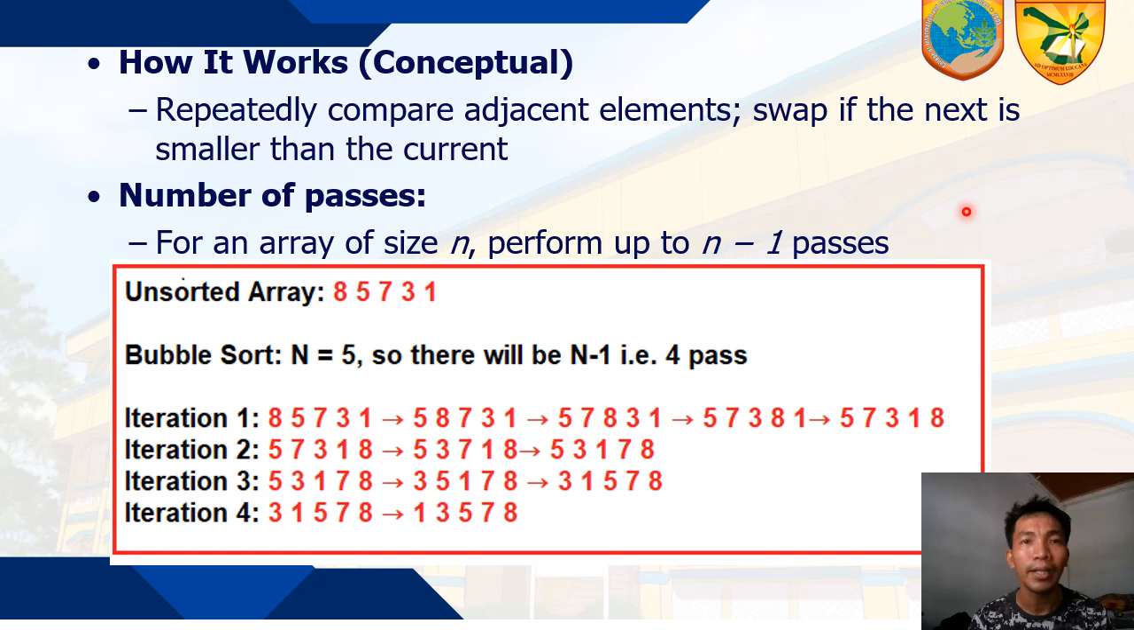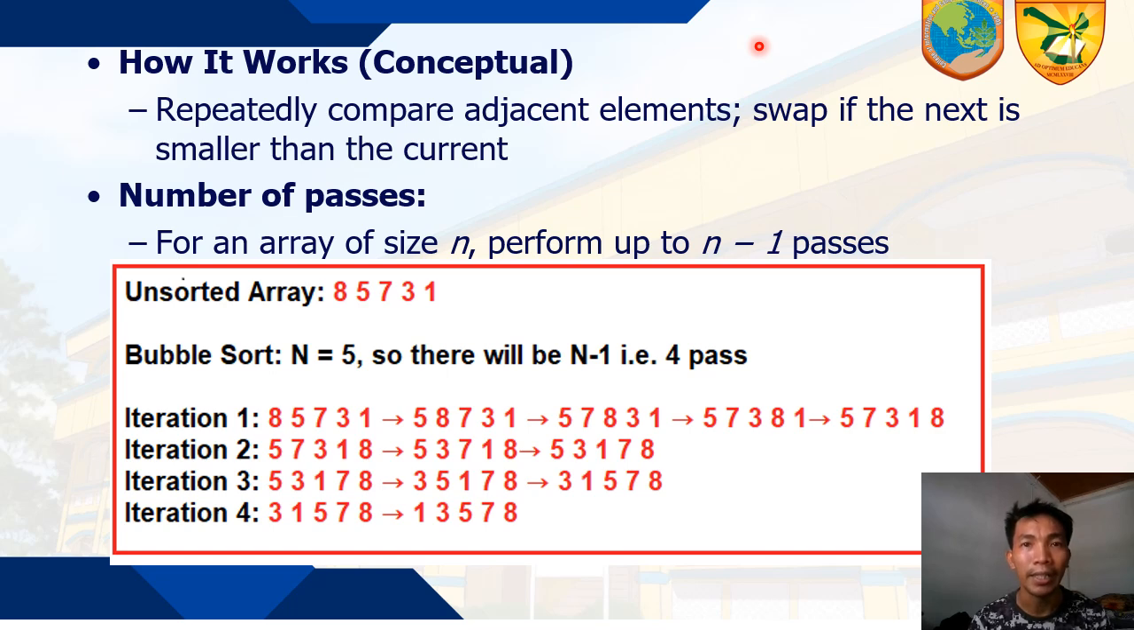How will it work conceptually and what are the number of passes? The bubble sort algorithm works on the concept of iterating through the array from the first index to the last index and comparing with the adjacent elements and then swapping the elements if they appear in the wrong order, such as if the next element is smaller than the current element, they are being swapped.